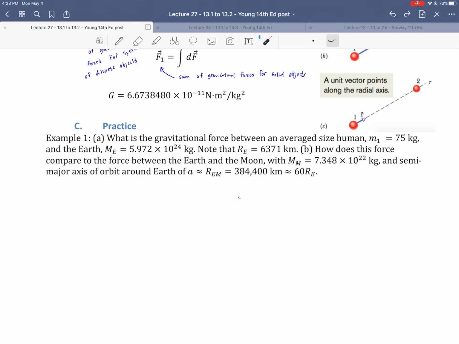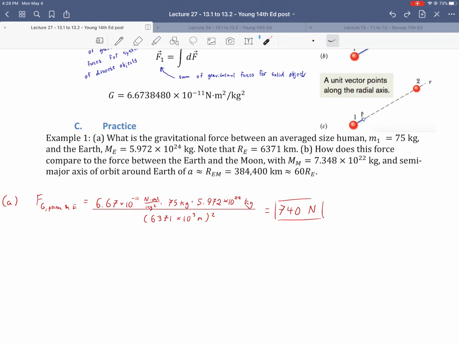Okay? So for practice, example 1 is just a plug and chug case of making sure we can run the numbers using the universal law of gravitation. So I ask here, what is the gravitational force between an average-sized human with a mass of 75 kilograms and the Earth with a mass of 5.972 times 10 to the 24 kilograms? Note that the radius of the Earth is 6,371 kilometers. It's basically the value we'll be using with the 4 sig figs. Okay, although here we're limited to 2 because of the mass of the person. Okay, so that'll be our part A. Let's see what we get.